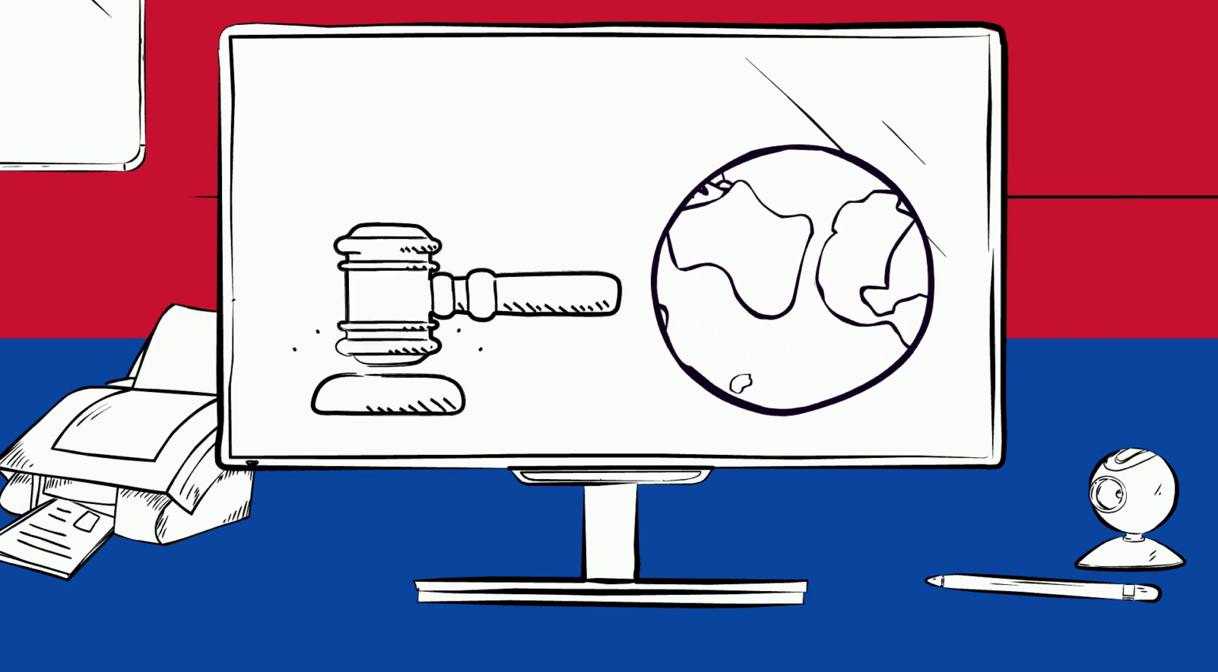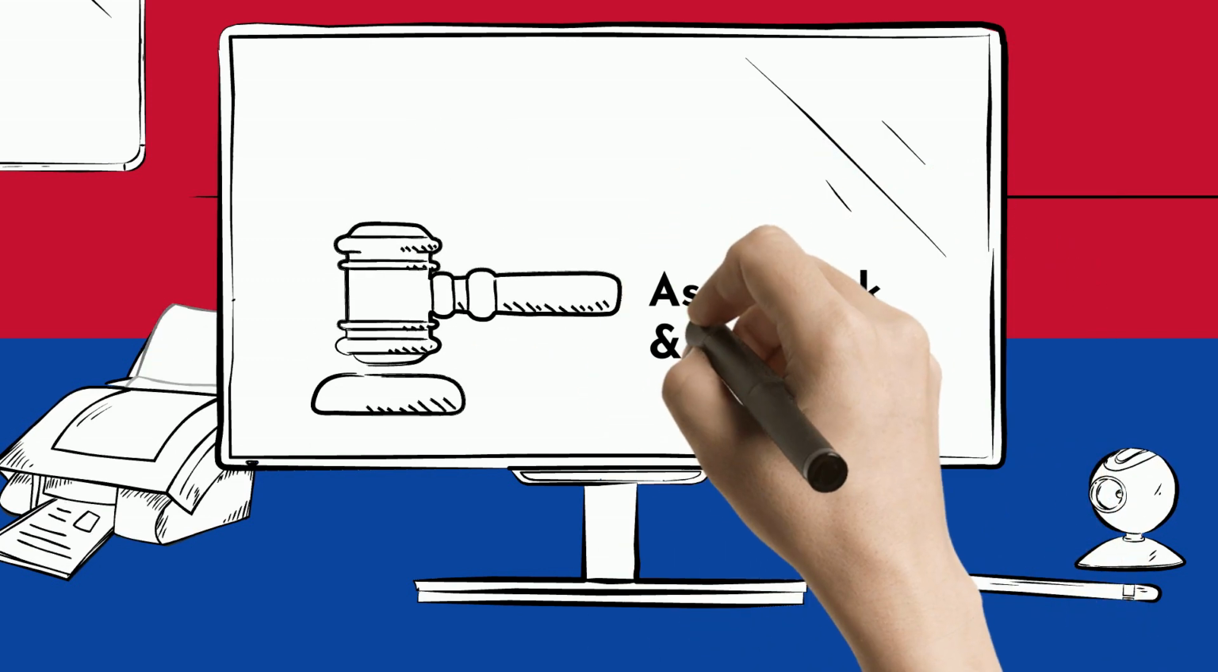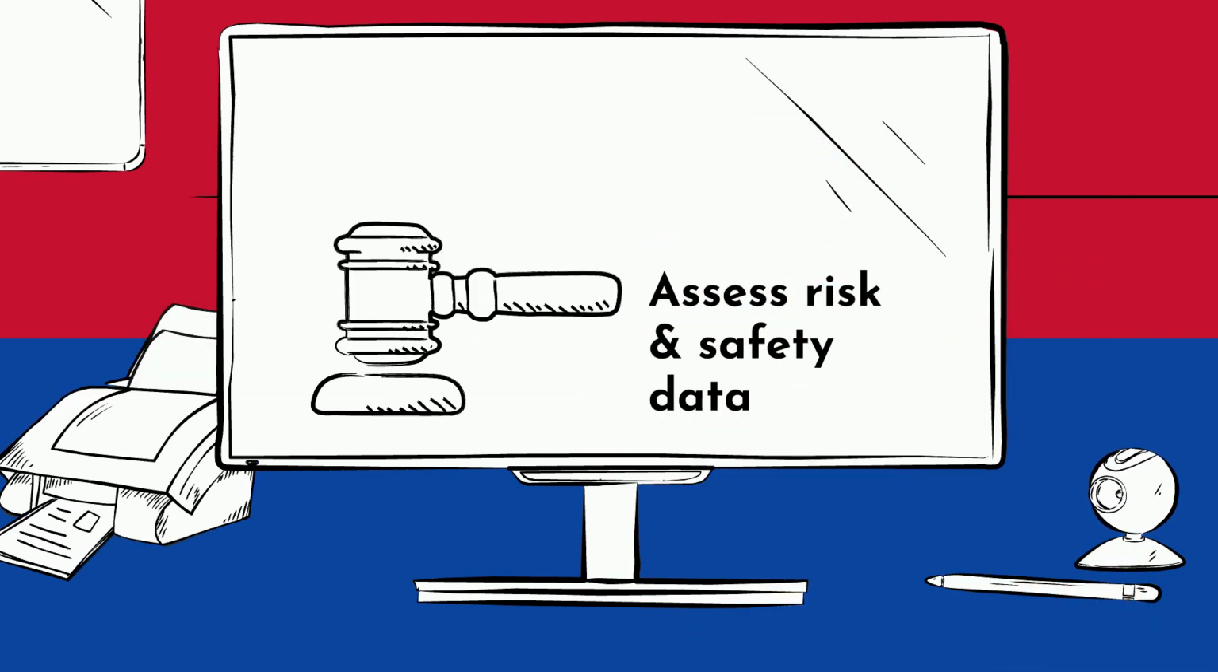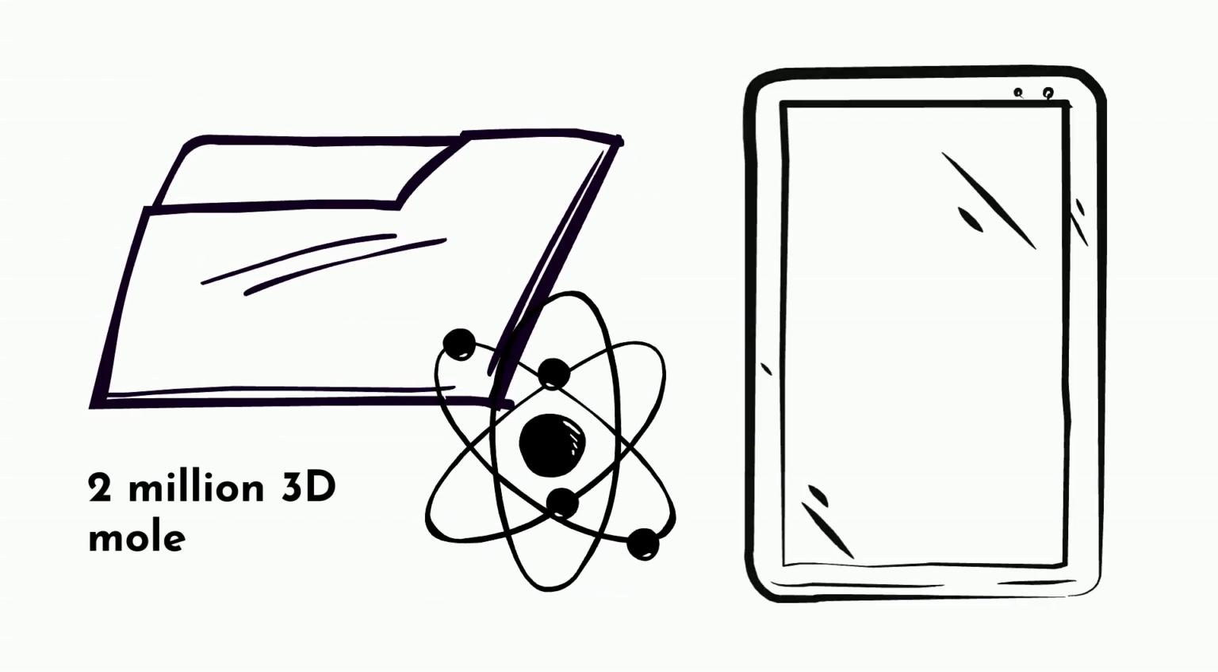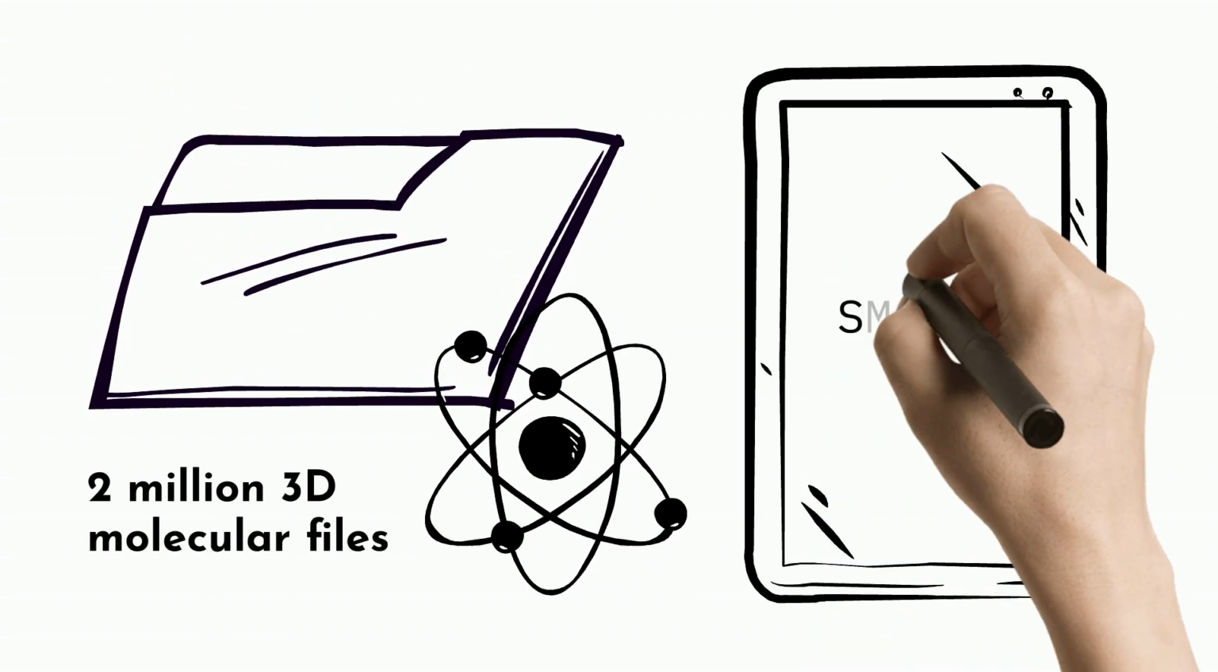The classify feature allows you to assess risk and safety data for chemicals or mixtures in specific concentrations. Galleria's data can be integrated with your ERP system through a web service API. Galleria contains 2 million 3D molecular files and data in formats like SMILES and InKey.